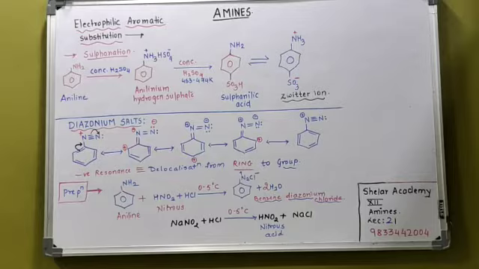So these are all the three reactions we have done for electrophilic aromatic substitution. So that is all about amines. So amines ends here. In the next part of the lesson you have diazonium salts. Very important, diazonium salts. Pay attention.